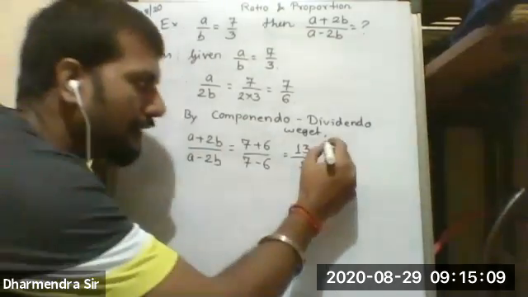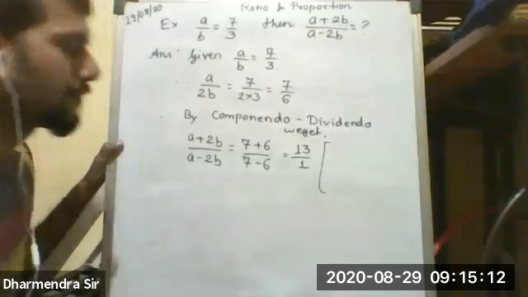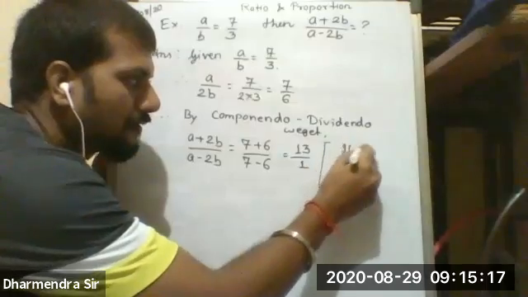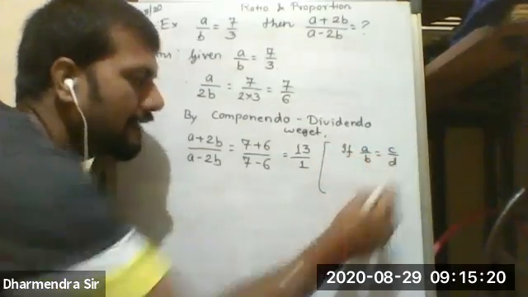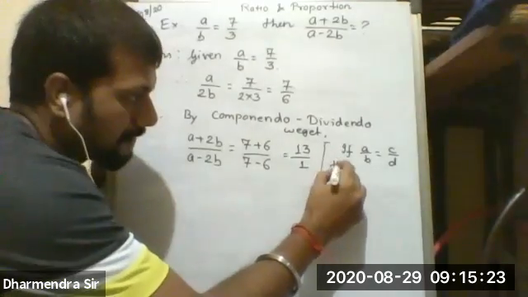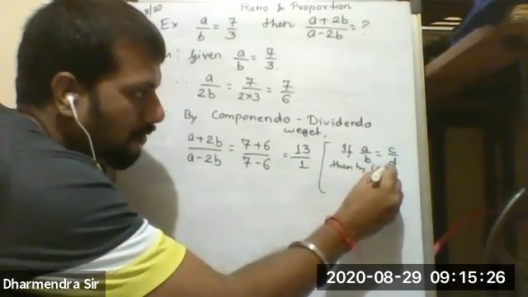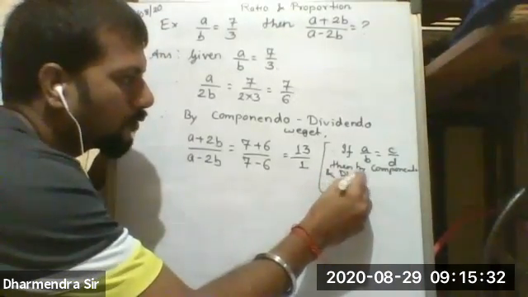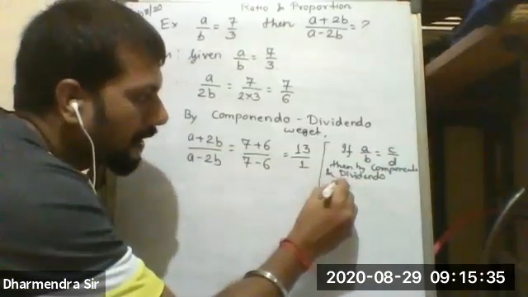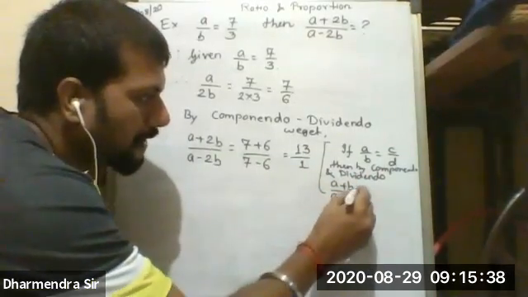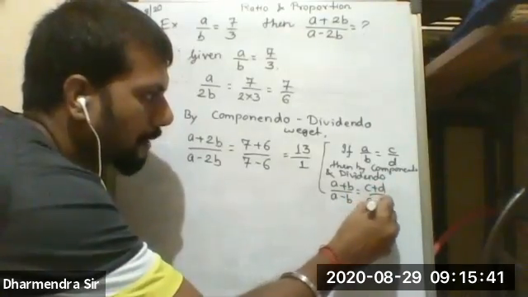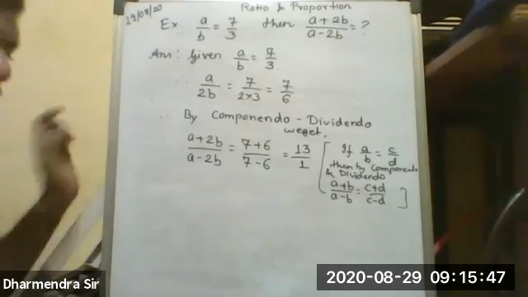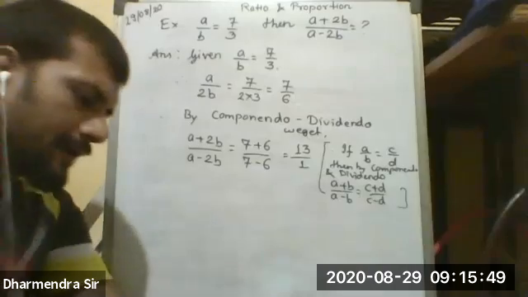In case you don't know the reason for componendo and dividendo, as we have already done with explanation, I'll be writing here. If a by b equal to c by d, then by componendo and dividendo, a plus b upon a minus b is equal to c plus d upon c minus d. This is the reason for this answer. It was very simple. By another method, you can try by yourself.